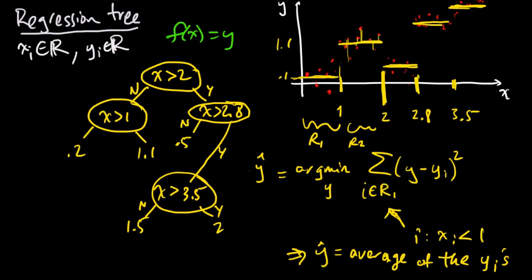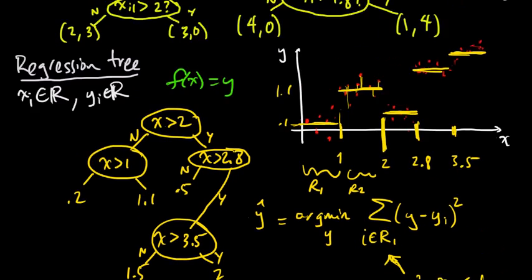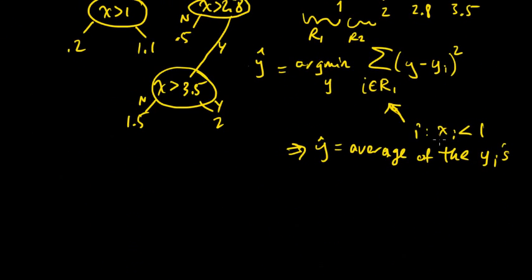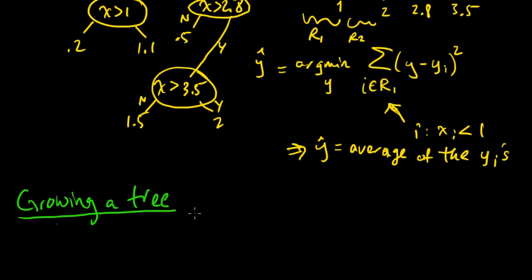We just looked at a regression tree, a very simple regression tree, and we looked at an example of a classification tree. Next we're going to talk about how one would grow such a tree, growing a tree in a good way, preferably to get a tree which has good performance.